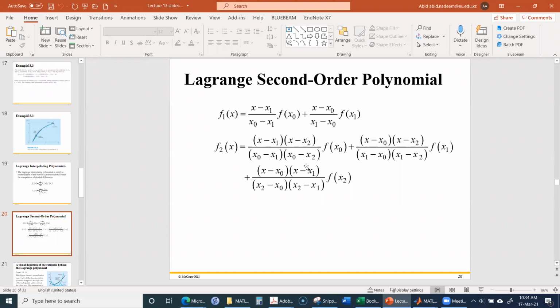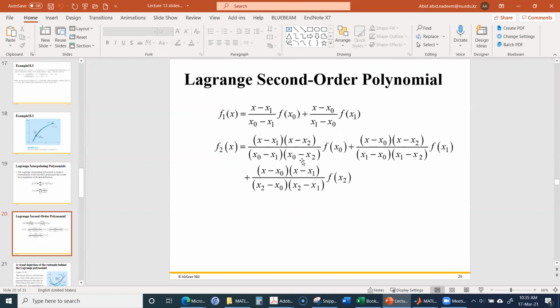In the second order Lagrange polynomial, we have two products for the Lagrange coefficients, and a total of three terms: fx0, fx1, and fx2. The coefficient for fx0 does not involve x0 in the numerator. Similarly, the coefficient of fx1 does not involve x1 in the numerator. So this is for you to remember. How can you remember it?